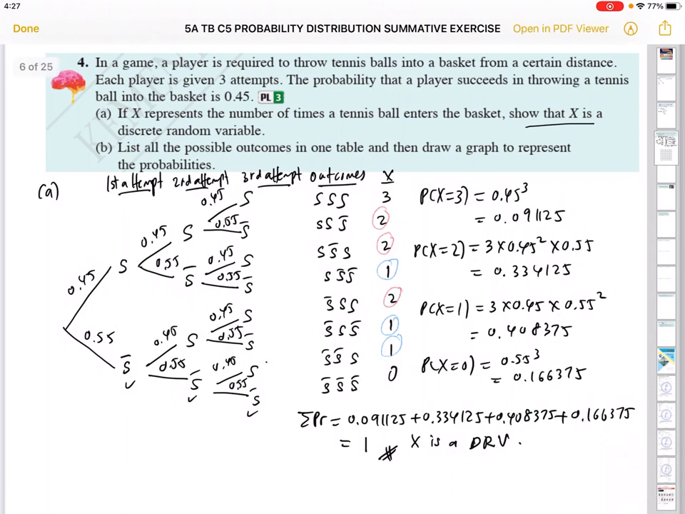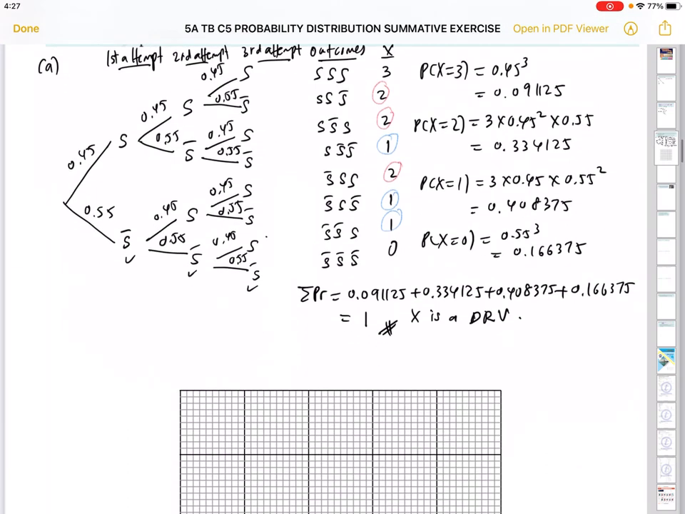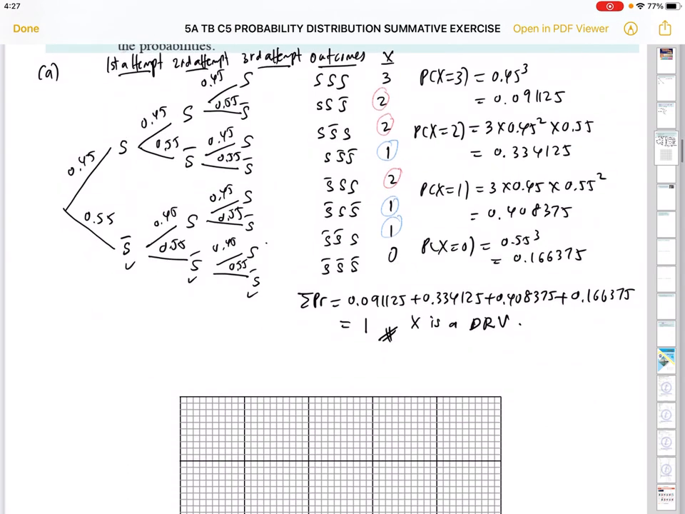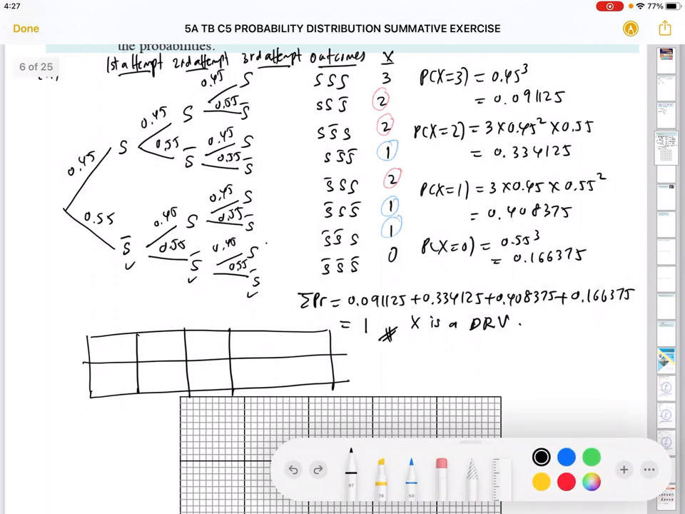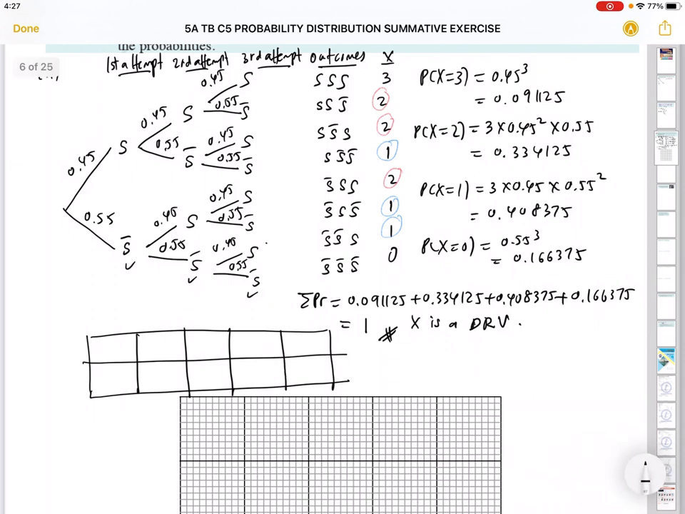Okay, so I need to list out the possible outcomes in the table, draw the graph. So this time I will draw the table here. Alright, hope you can see. Try to squeeze everything in. So you have 4 possible outcomes, and I think we don't have to write so many decimal points this time, because for the graph, no point writing too many decimal places. So this is x equals r, where r is 0, 1, 2, 3.